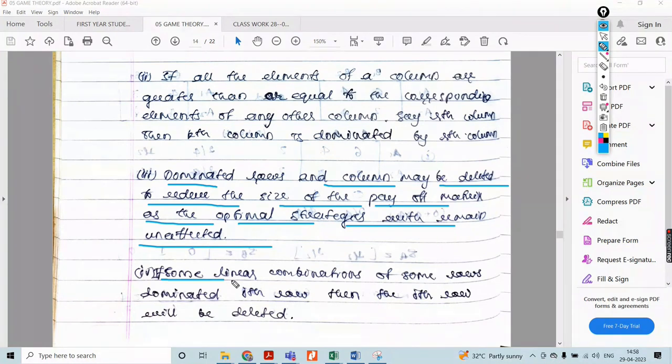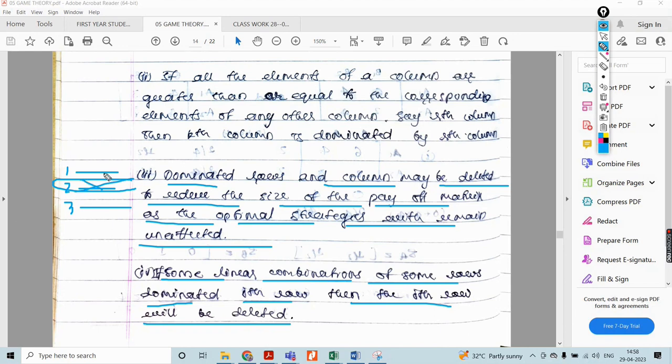If some rows are dominated by a particular ith row, then that row will be deleted. For example, 1, 2, 3. If I take 2 as dominating 3, then I will delete this and consider only these two, the first one and the second one. That is the meaning of the dominance present in a payoff matrix.